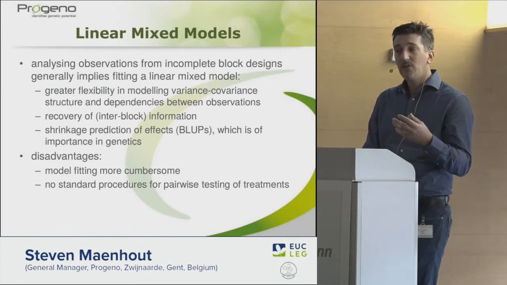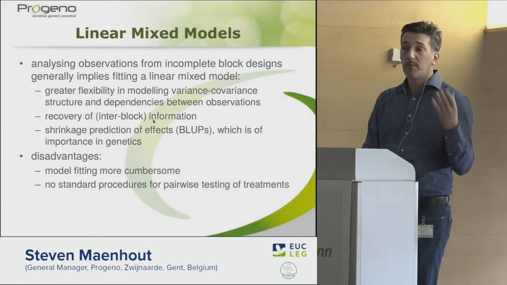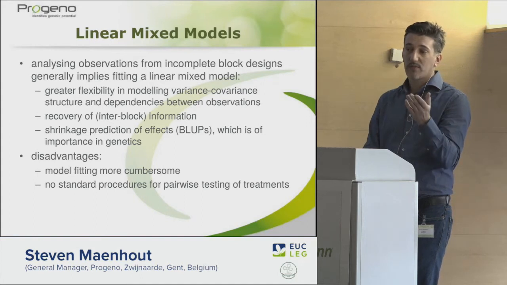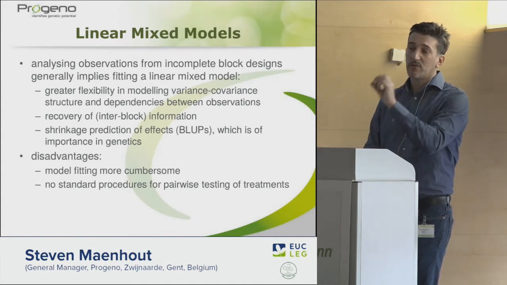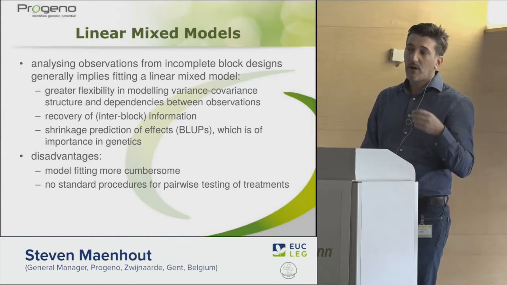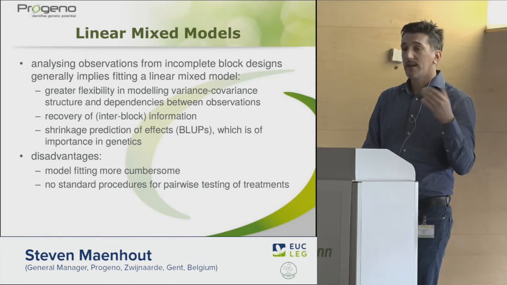So it's actually you who decides, as the analyst, what you assume to be important. Is there an effect of the rows? Is there an effect of columns? Is there a correlation between the observations that is non-genetic? These are all things that you can assume or check with linear mixed modeling.